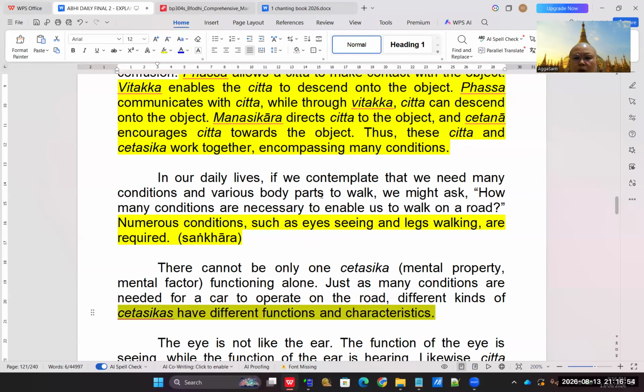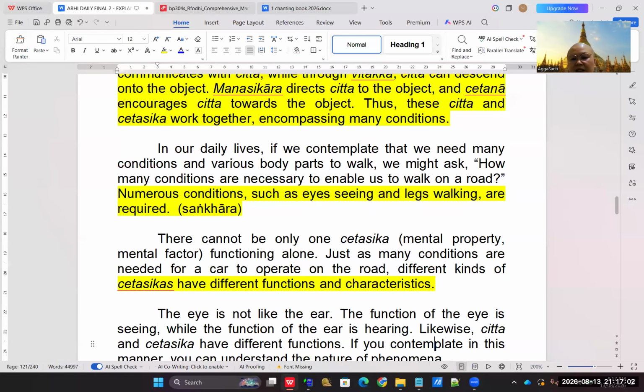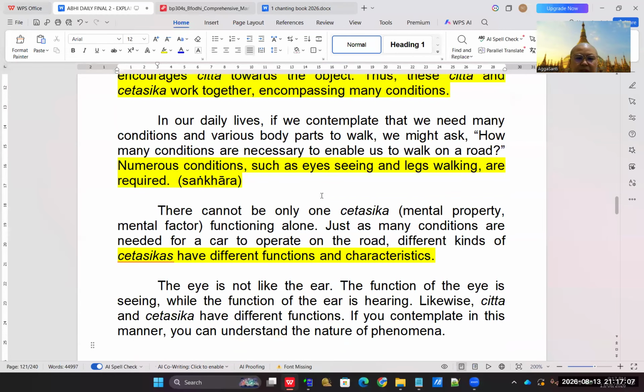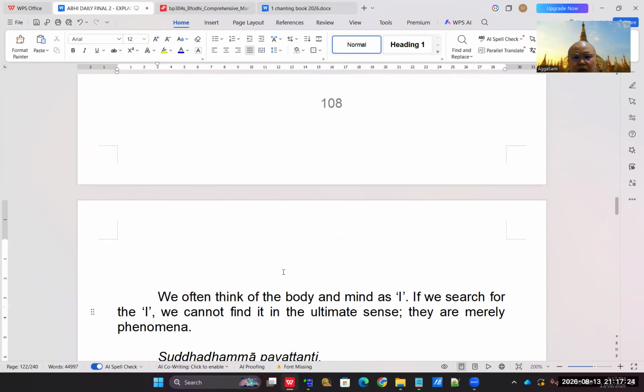Why? Because they need to work together. All the Cetasika are like departments: different ministries like the road department, the finance department, or the agricultural department. They have different functions, and then the country can run. So the Cetasika have different functions, but they can work together with the mind.